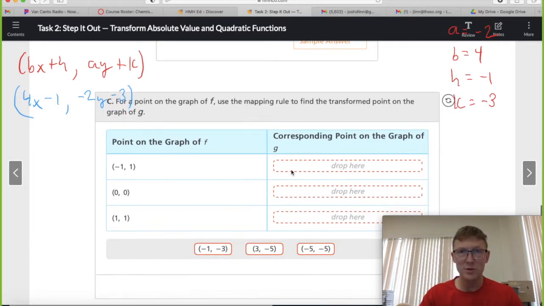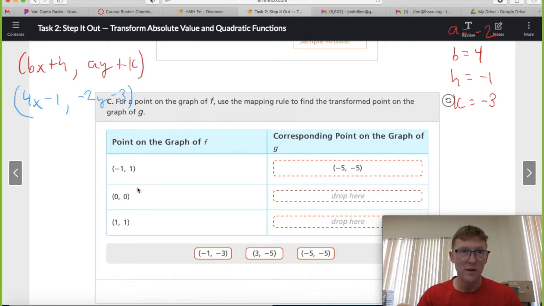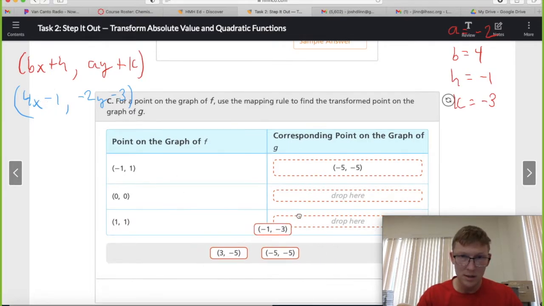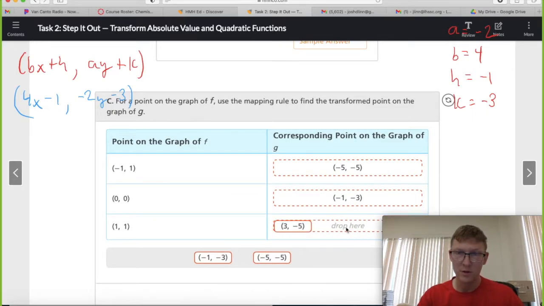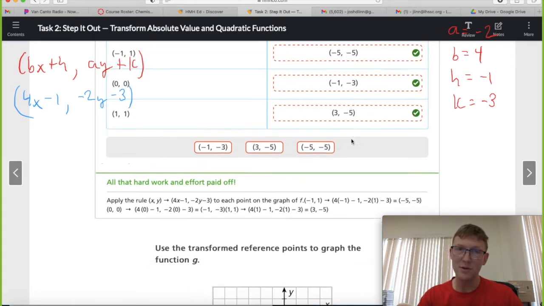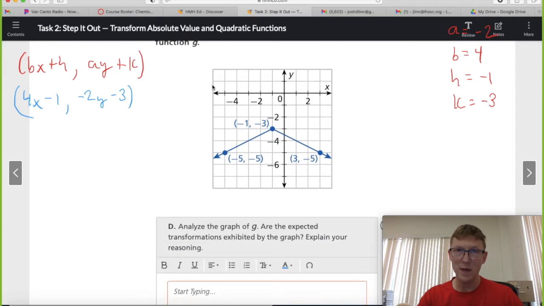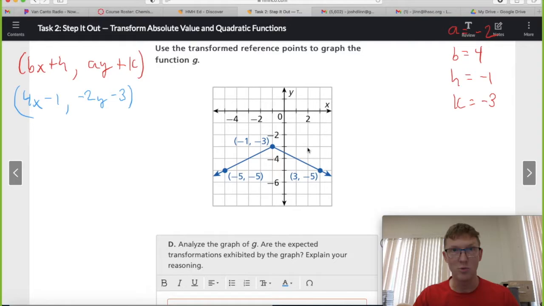Because it's multiple choice, I can kind of cheat. That's the only one that has negative 5 in the x. 0, 0 is going to be easy. That's going to be negative 1, negative 3. And then probably the only one that's left, if we shove 1, 1 in there, it's going to be 4 minus 1, so x equals 3. So these are our new reference points. We can plot those onto a graph, and then bam, it looks like that. Don't you guys like my drawing? I'm really good.